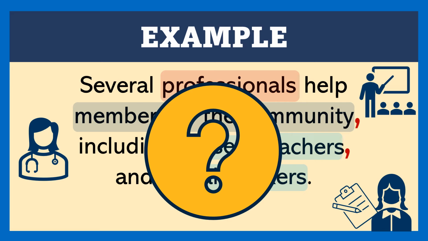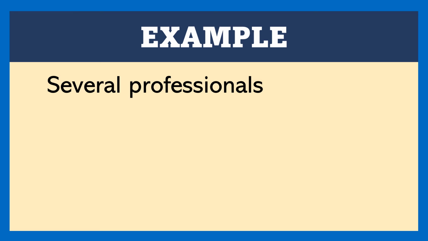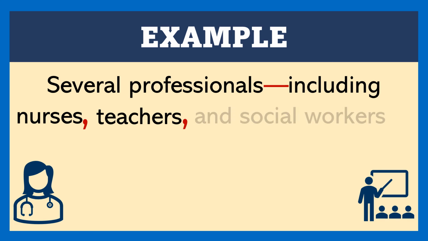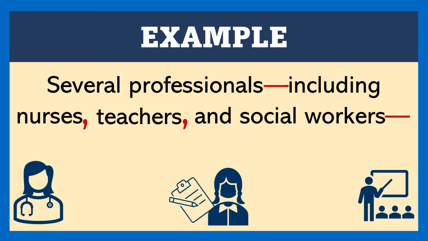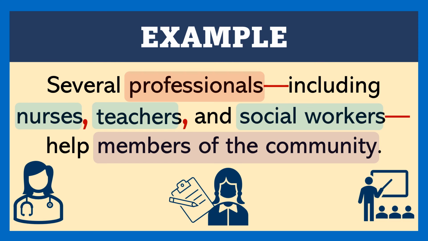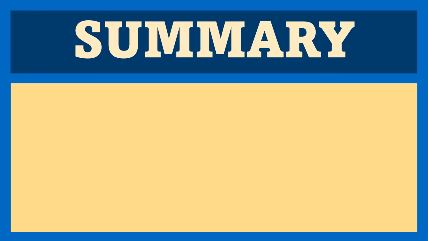We rely on the em dash. We begin by saying several professionals, em dash, including, now we bring in our nurses, comma, teachers, comma, and our social workers. Then we close that out with another em dash, help members of the community. The reader sees that nurses, teachers, and social workers are examples of professionals, not members of the community. And this eliminates the syntactic ambiguity, which is to say, the sequence of the words now has a very clear and definitive meaning.